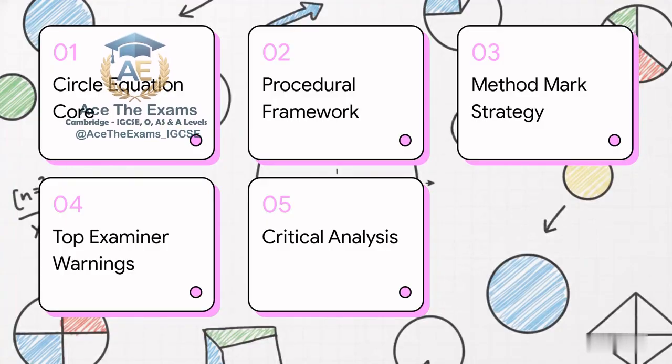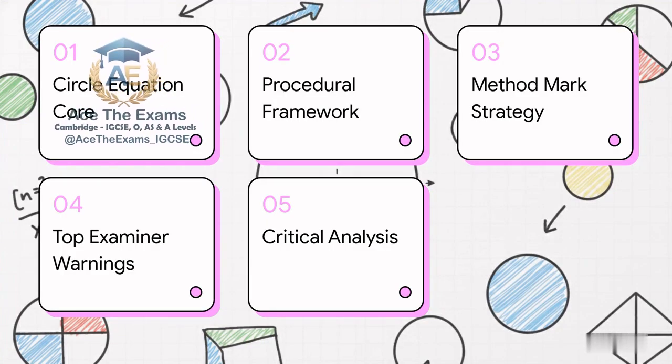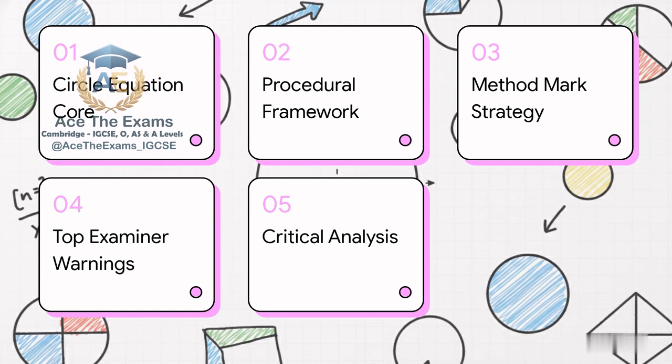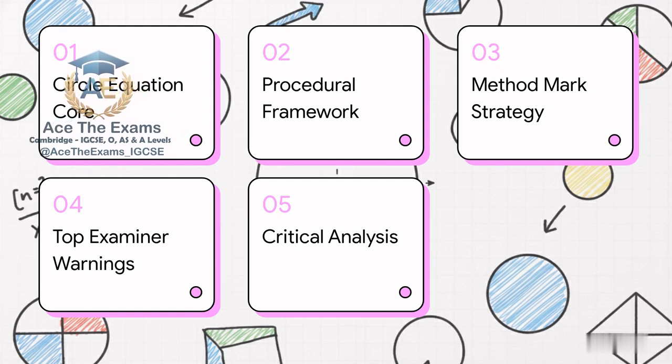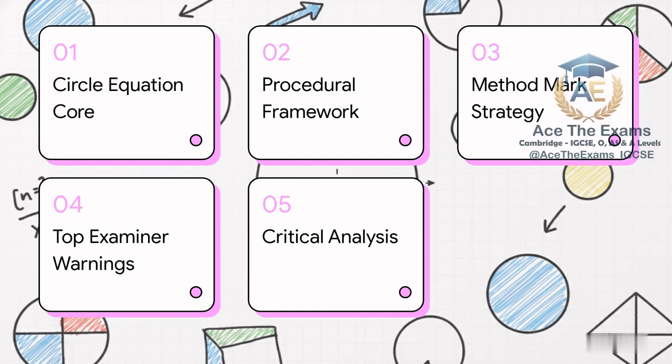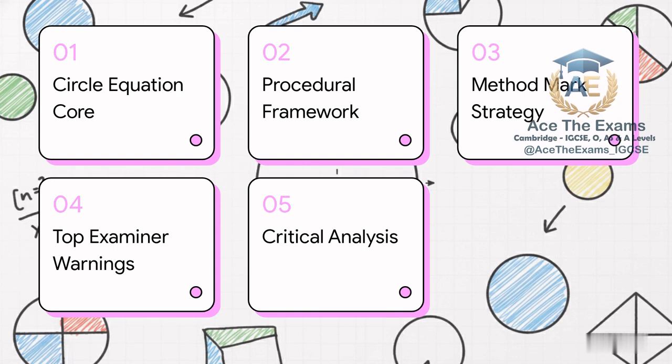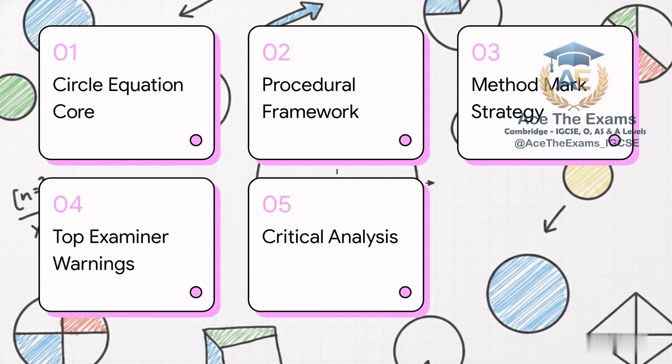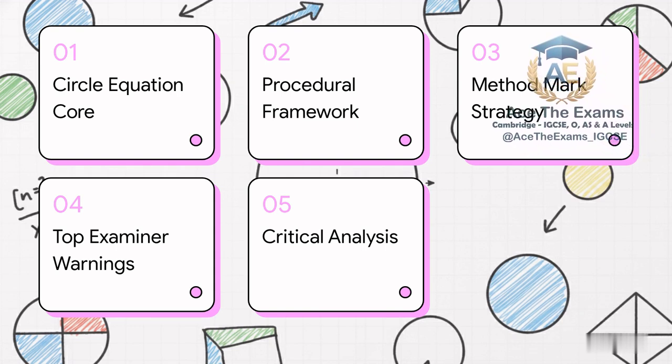Here's our exact roadmap for today. We'll start with Section 1, the circle equation core. Then, Section 2, the procedural framework. Section 3 is the method mark strategy. Section 4, top 3 examiner warnings. And finally, Section 5, critical analysis for top scorers. Let's get right into it.